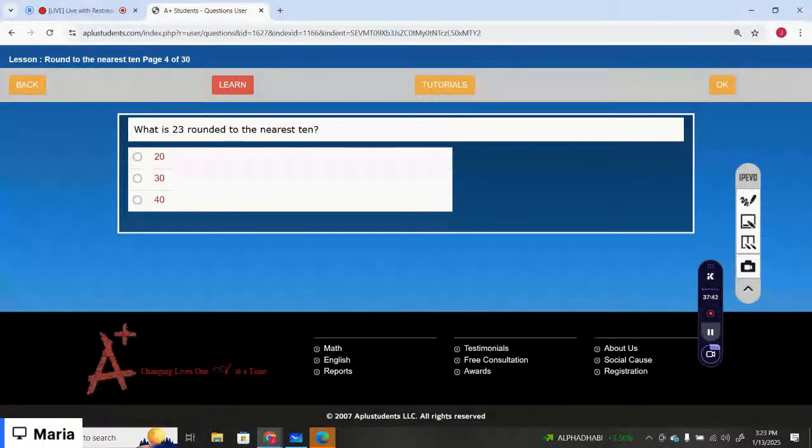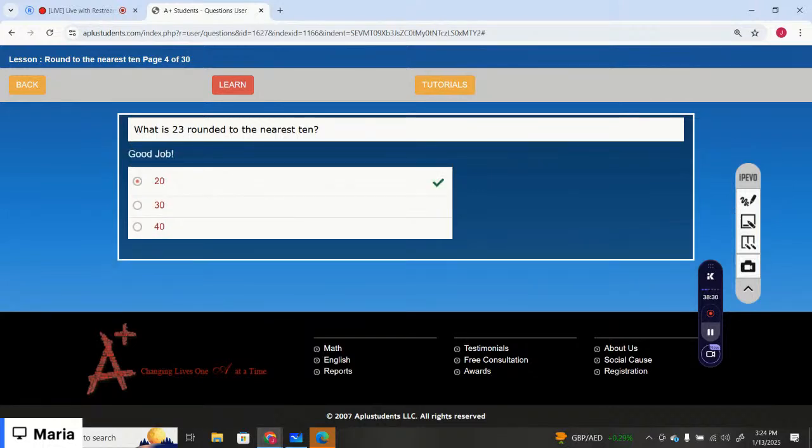What is 23 rounded to the nearest 10? 23 is rounded off to 20. Very good. Option number one is the correct option.